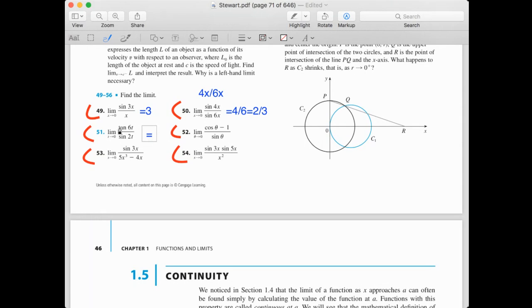Okay, so tangent 6x is sine 6x over cosine 6x. So we need to manufacture 6x in the denominator. Let me type in here.